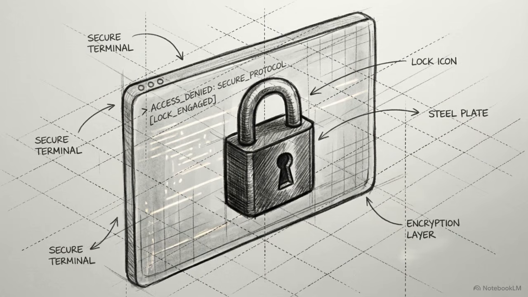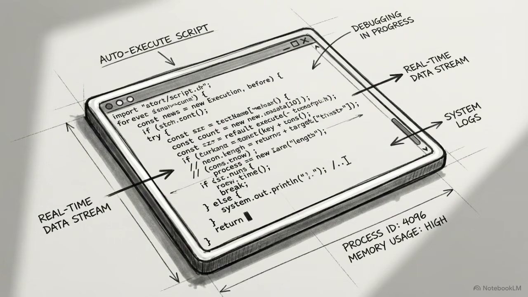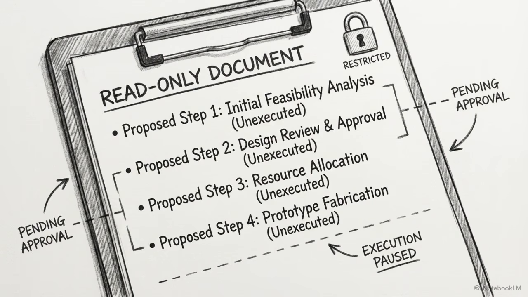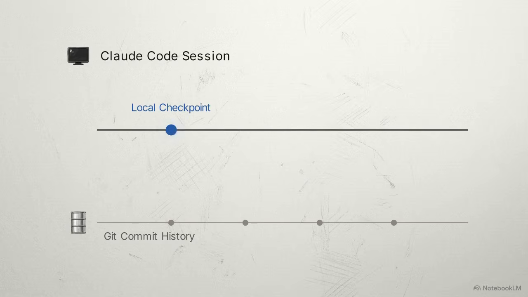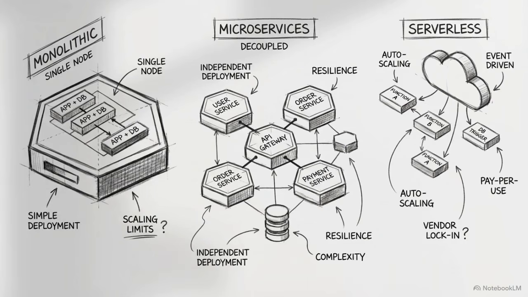You control this loop through specific safety boundaries. Default mode asks for permission. Auto accept allows fluid edits, and plan mode restricts to read-only. Before making any file changes, the system creates a local checkpoint. This allows you to trigger an instant state rewind if an edit fails, decoupling the agent's actions from your standard Git commit history. This loop runs across multiple execution environments.